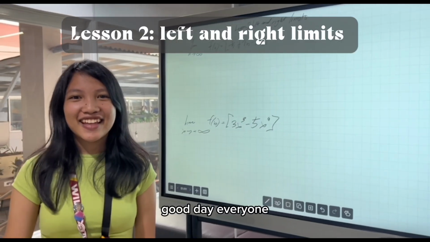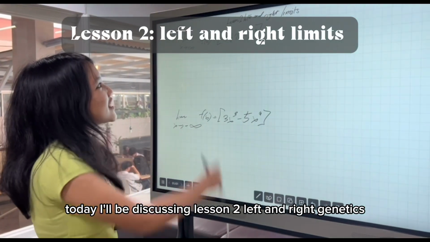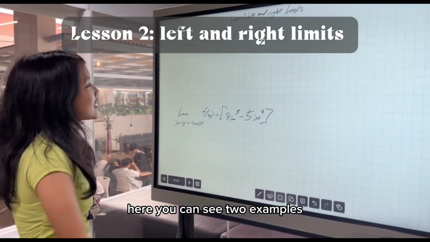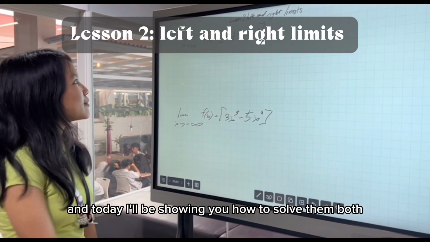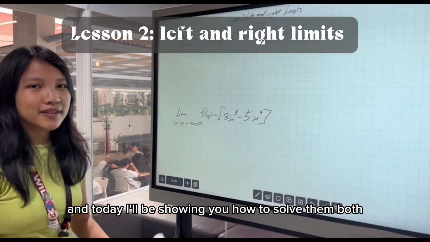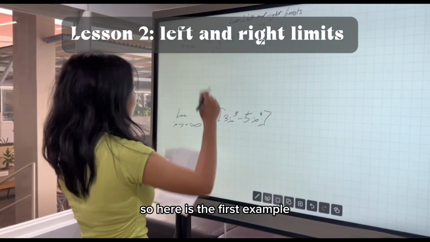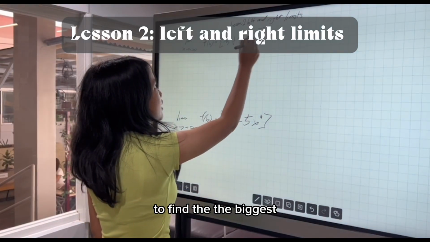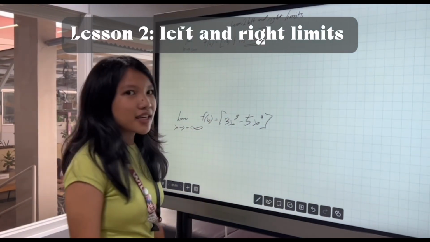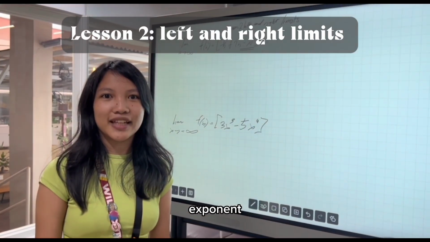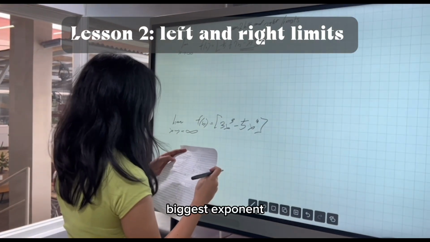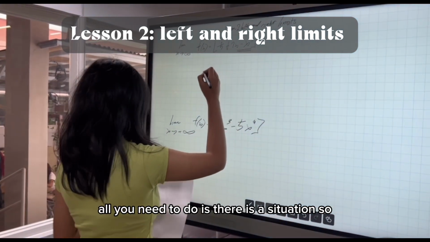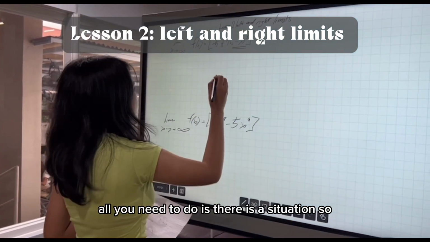Good day, everyone. Today, I'll be discussing lesson 2, left and right limits. Here you can see 2 examples, and today I'll be showing you how to solve them both. So here is the first example. What you need to do first is to find the biggest exponent. After picking the biggest exponent, all you need to do next is direct substitution.